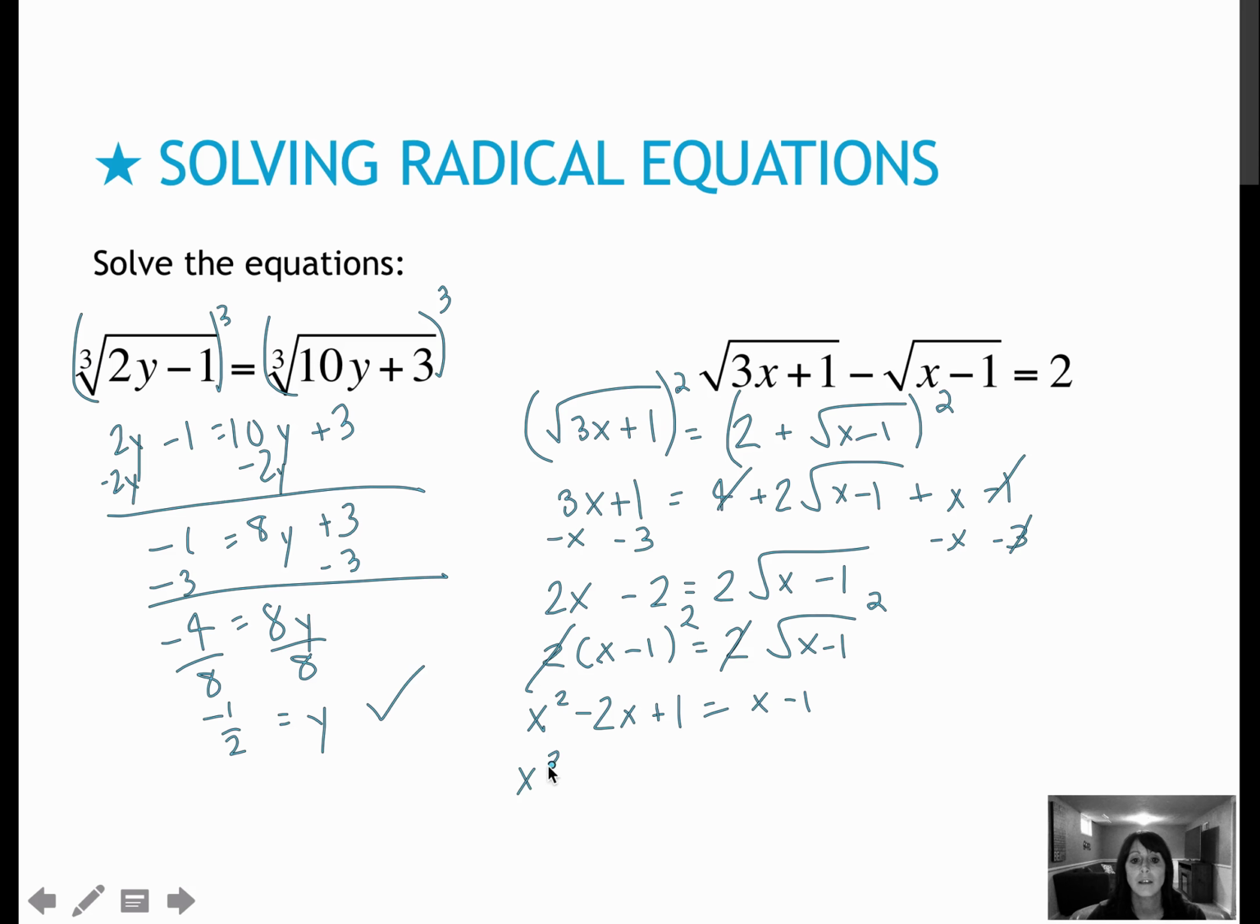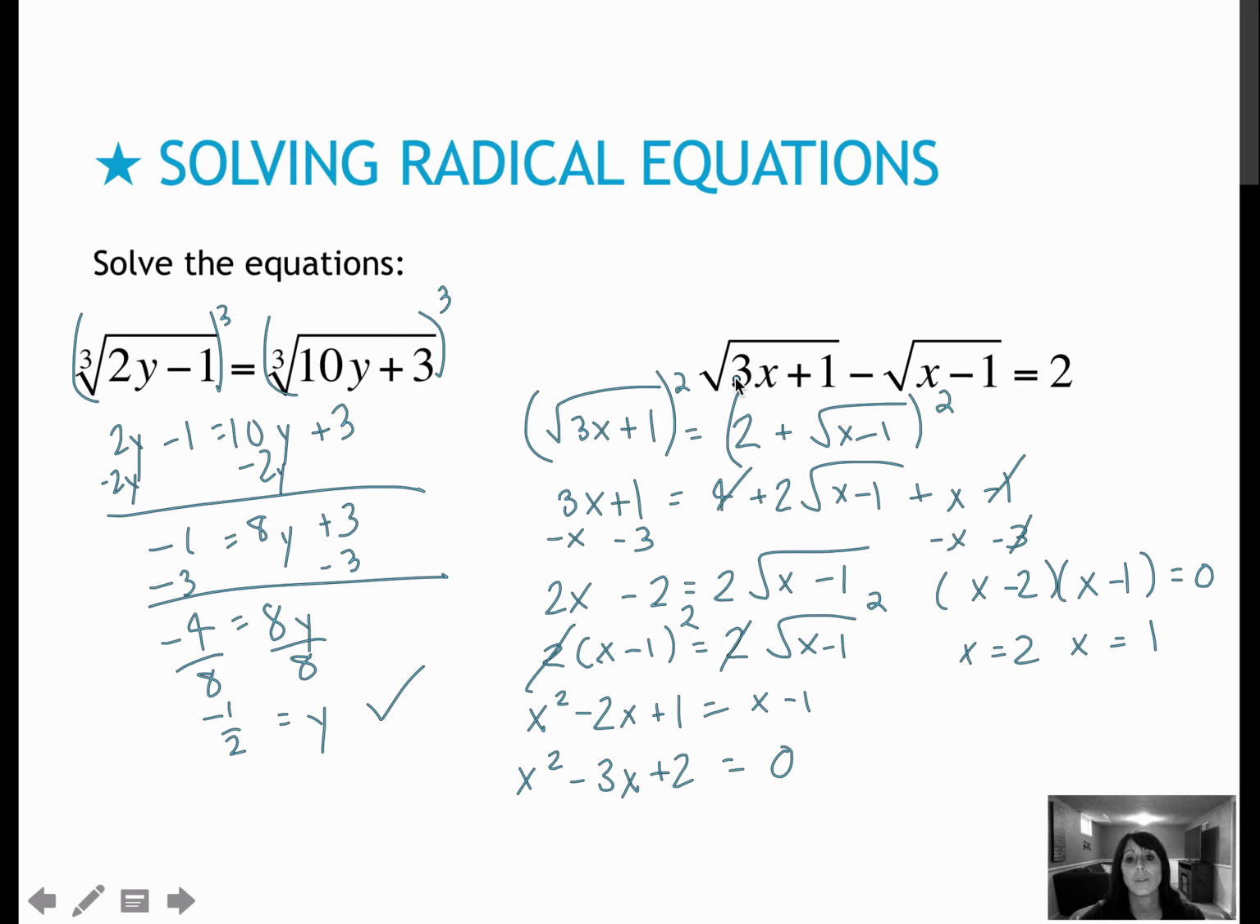Subtracting the x gives me minus 3x. Adding the 1 gives me plus 2. And now I'm going to factor this into x minus 2, x minus 1. That would give me a solution of 2 and of 1, and I would have to check both.